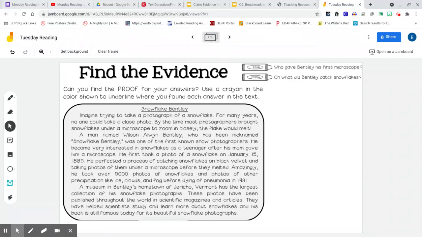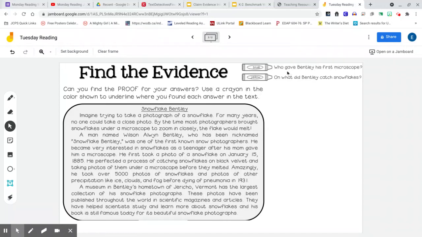So, that is the text, Snowflake Bentley. Now we're going to check out the questions. Who gave Bentley his first microscope? And then the second question, on what did Bentley catch snowflakes? So we did a first read. Whenever we're using the text to answer questions, you always read the text one time first, and then you check out the questions, and then you go back and you read the text again to find the answers.